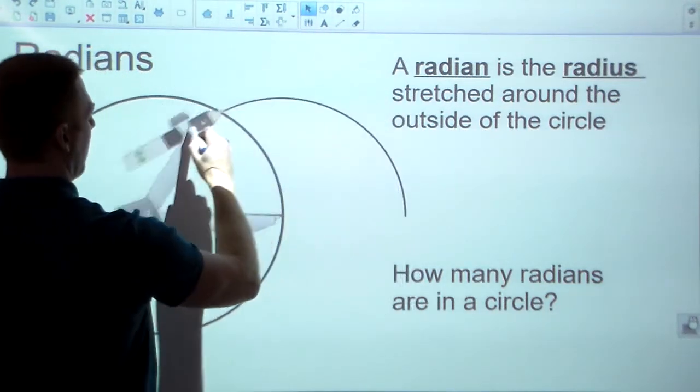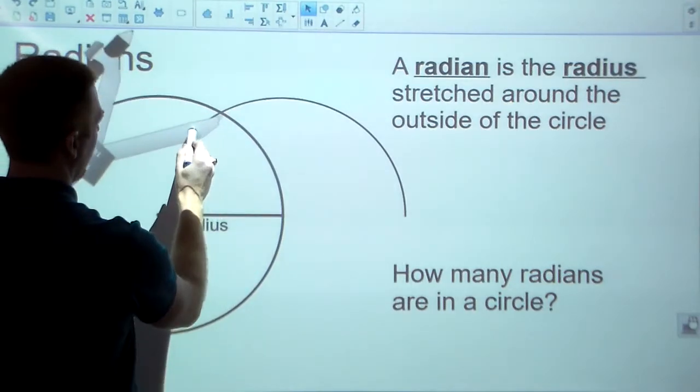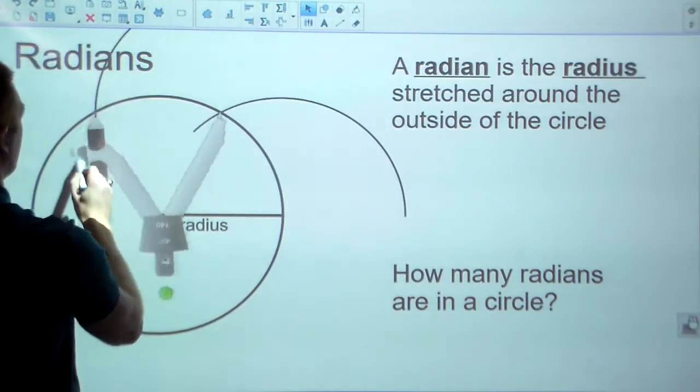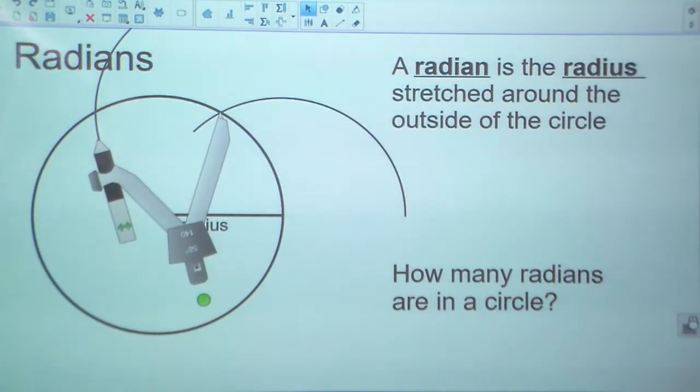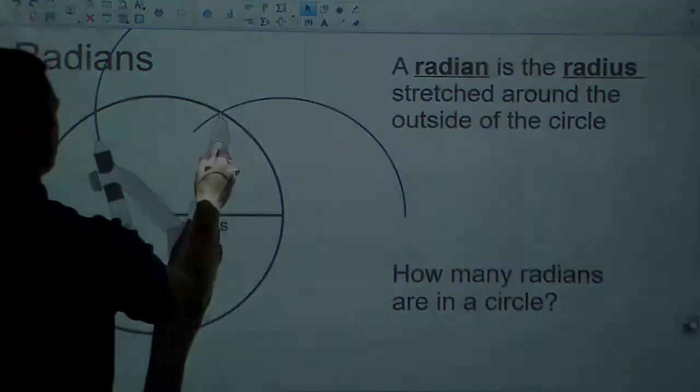And I'm just going to make some arcs. And we'll go around the whole circle like that. And I'll come back when I get all this completed. We'll talk about the result.